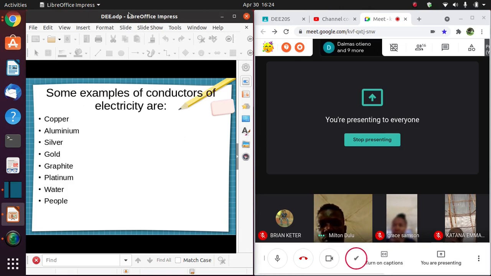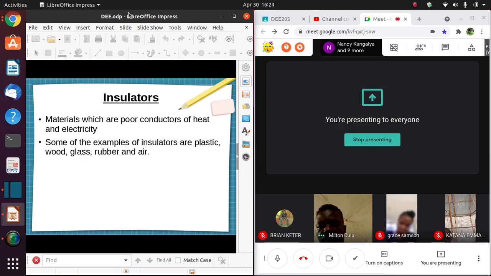Now, we had already mentioned some types of conductors. We have the metallic ones like copper, aluminium, silver, gold. We have non-metals, for example graphite and platinum. We have electrolytes like water and other ionic salts. When you mix them with solutions, those are the ones that can conduct. And you, as a person, you have ions in your body. That's why you transmit electricity.